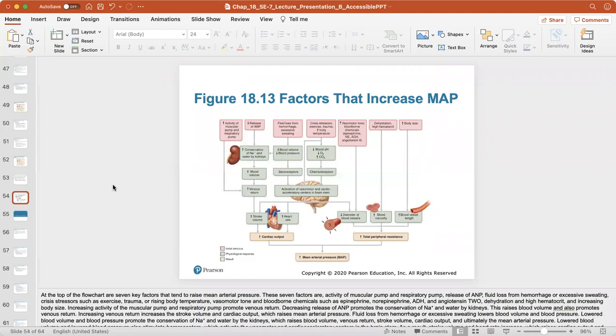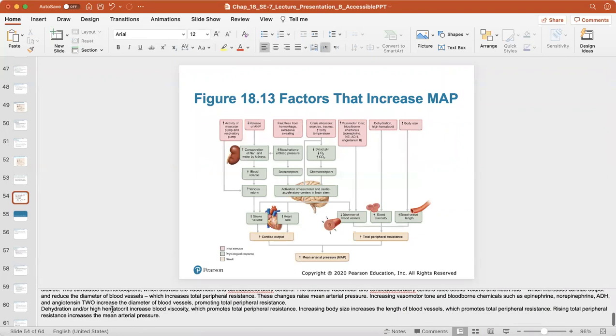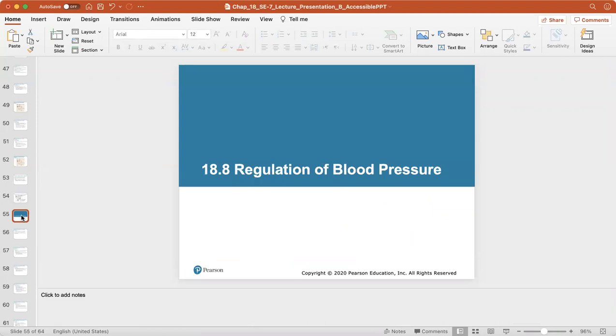So these are all the factors that increase mean arterial pressure. A good review slide, and it's nice. Below the slide, there are lots of notes that explain each slide.